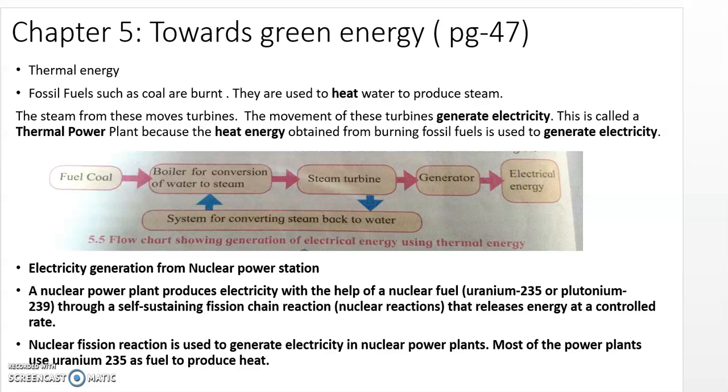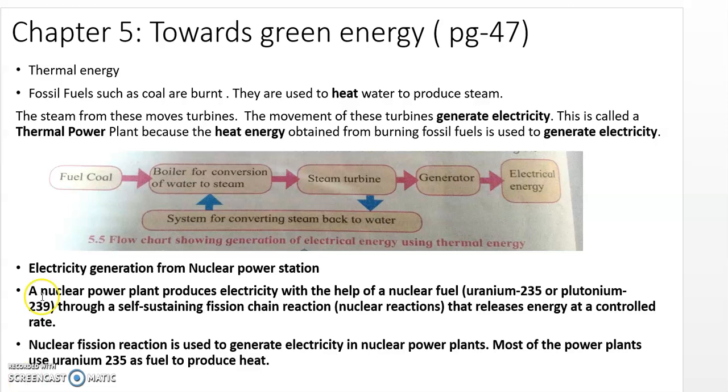This steam then moves the turbine. The movement of this turbine generates electricity. So this is called a thermal power plant. Why? Because the heat energy obtained from the burning of the fossil fuel is used to generate electricity.